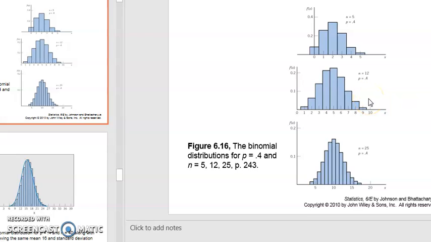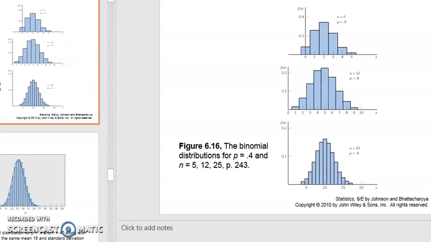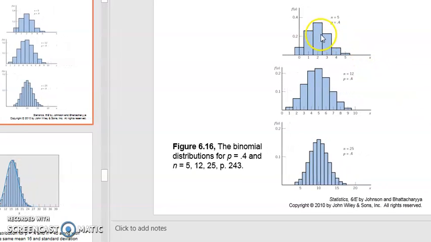Previously, we talked about a binomial distribution. Here we have three histograms for a binomial distribution with different sample sizes. The first one, the sample size is 5. The probability of success is 40%. Second one, the probability of success is the same. And third one, but the sample size has changed from 5 to 12 and then to 25.